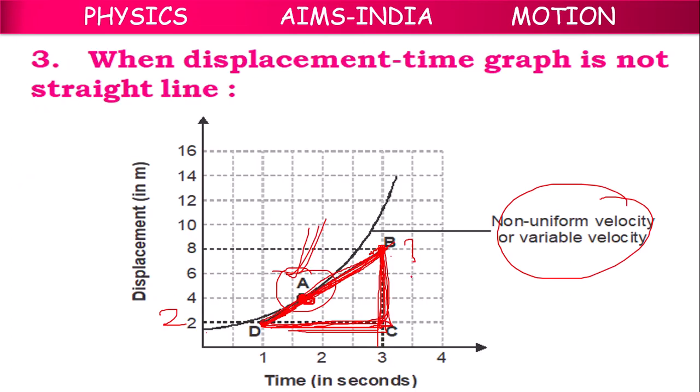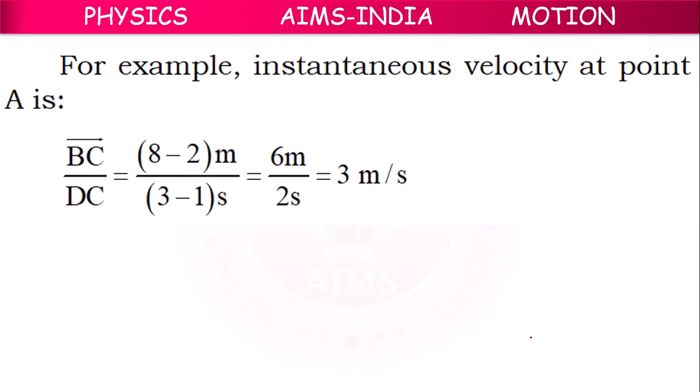For example, suppose we take BC. BC is nothing but the y value. Here, the y value changes from 2 to 8, which means it is 6 meters. And for the x value, at D we have 1 second, at C we have 3 seconds, so DC will be 2 seconds. So 6 meters by 2 seconds, 3 meters per second is the correct answer.